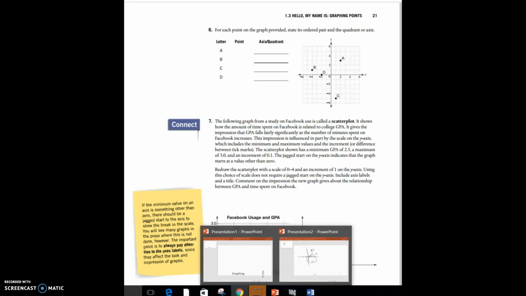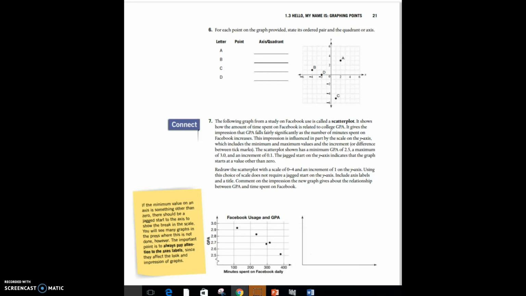So your point A should be (2, 3), and that's in quadrant 1. B should be (-4, 1), and that's in quadrant 2. C should be (1, -5), and that should be in quadrant 4. And D should be (-2, 0), and that is on the x-axis.